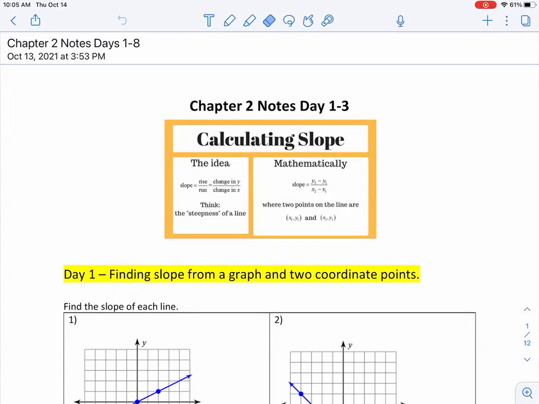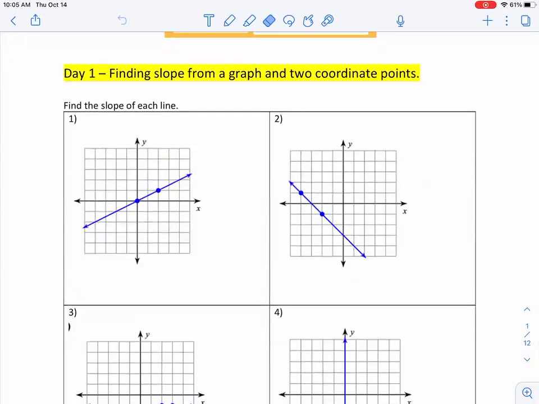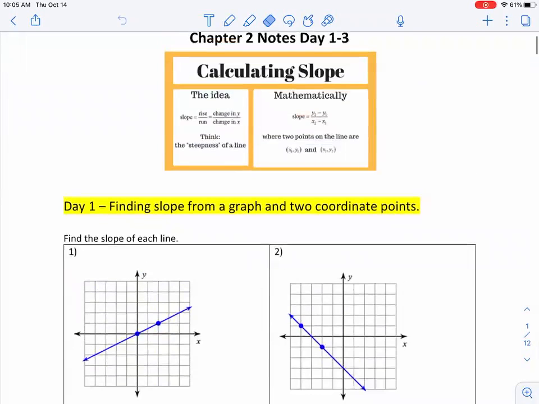It's going to be calculating slope. Slope basically means how slanted a line is. And I know you did some of this last year, so this might be a little bit of a repeat for some of you guys, and that's okay.